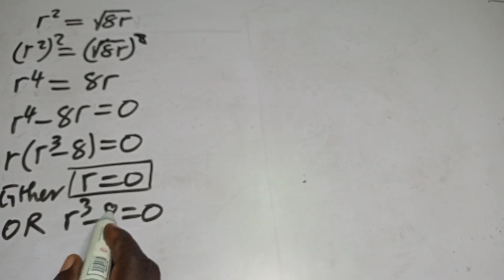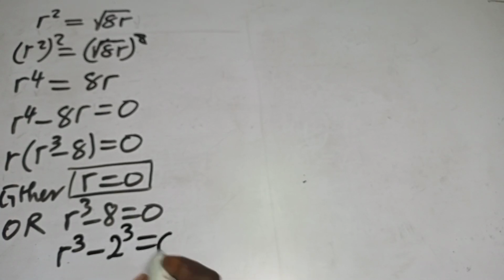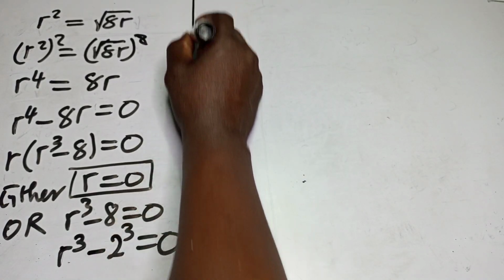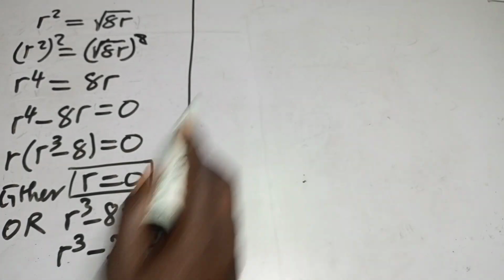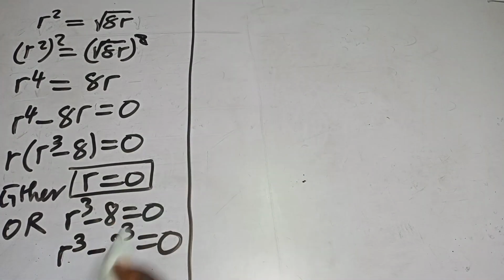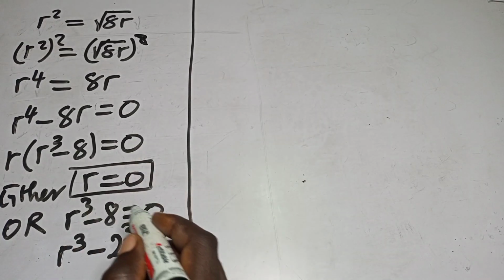So what we need to do is to recognize that 8 is actually a cubic value. That means 8 is a number raised to the power 3, which is 2. 8 is 2 cubed. So this is written as r cubed minus 2 cubed is equal to 0. So now we see clearly a difference of 2 cubes on the left hand side. Let's apply the identity of difference of cubes. When we apply that identity here, r is A and 2 is B. Let's follow the identity strictly and write out this.